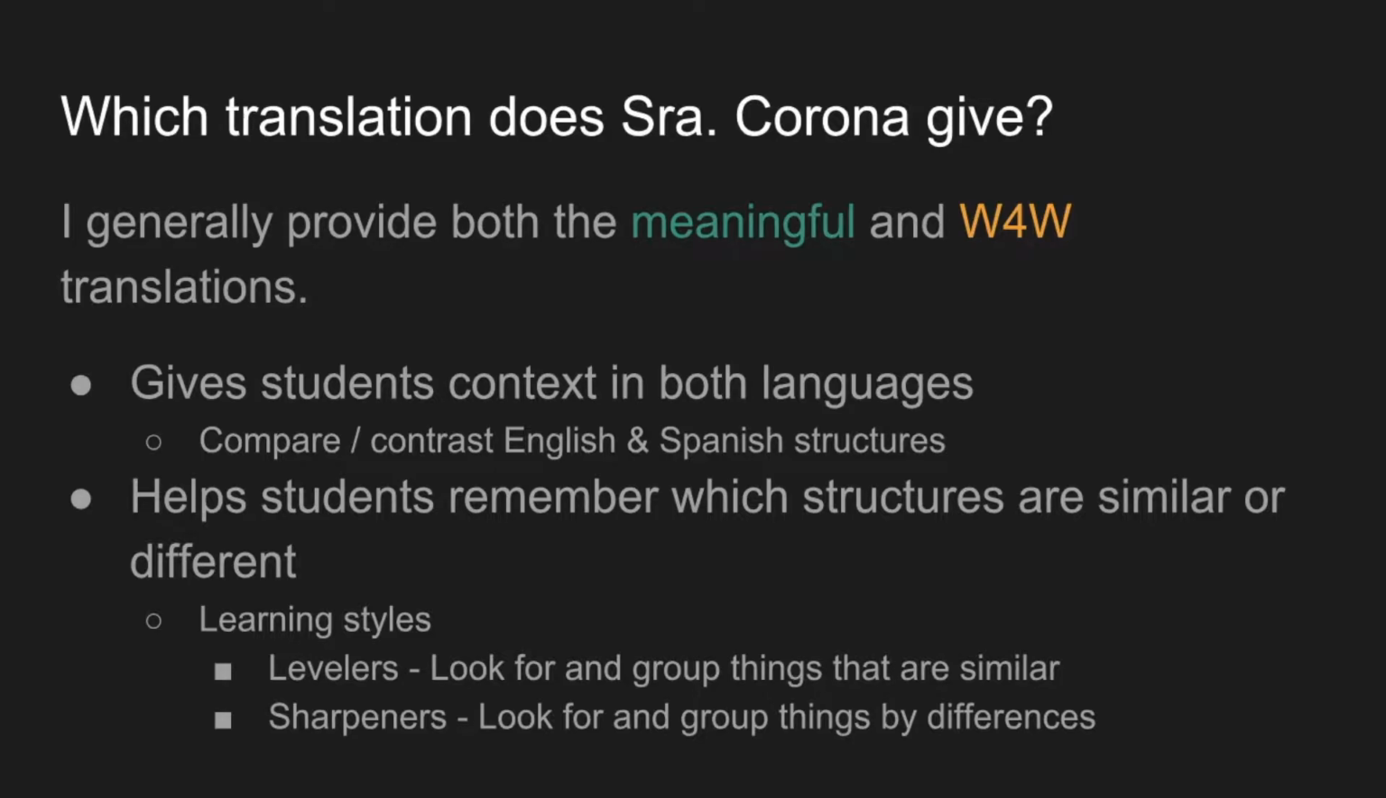And if you go back to your learning styles inventory, you have an element that's called sharpener or leveler. And the levelers are students who look for things that are similar, and they group things together by the fact that they're similar. And then the sharpeners are students who look for and group things together by their differences. So they're going to pay more attention to differences, whereas levelers are going to pay more attention to things that are similar. So it's just extra information that I give, and it's supposed to help you guys understand a little bit better.